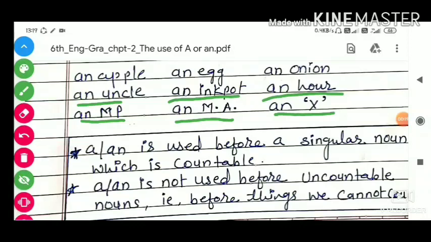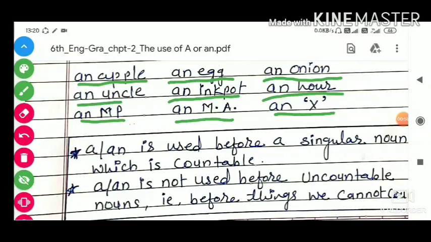Let us see one by one these examples. An apple. Now A is a vowel. Before a vowel we use an. An apple, an egg, an onion. E and O are also vowels, so we use an before these words. An uncle, an ink pot. Now I is also a vowel, U is also a vowel, so we use an before these words.